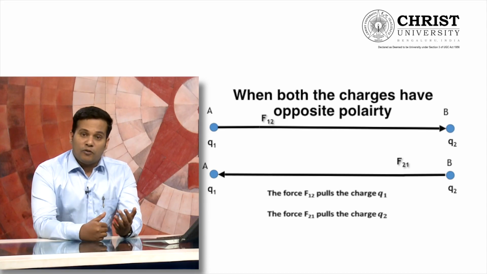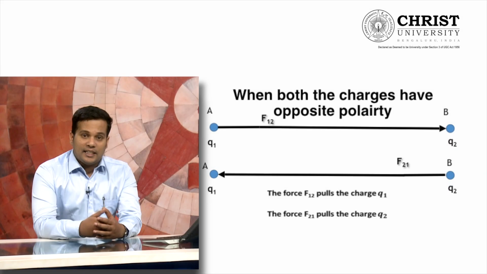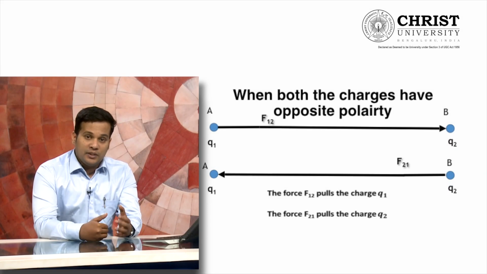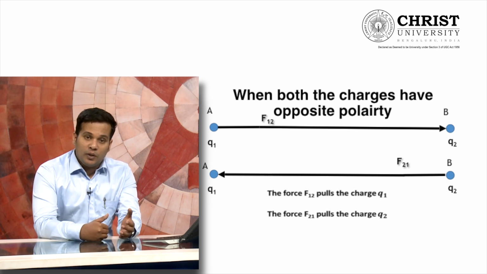What if the charges are of opposite polarity? That is, Q1 is positive and Q2 is negative, or the other way around. In such a condition, Q1 will experience a force from Q2 such that Q2 pulls Q1 towards it. Similarly, Q2 will experience a force from Q1 such that Q1 pulls Q2 towards it.